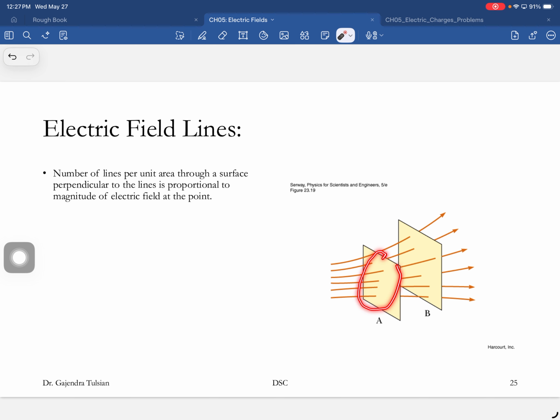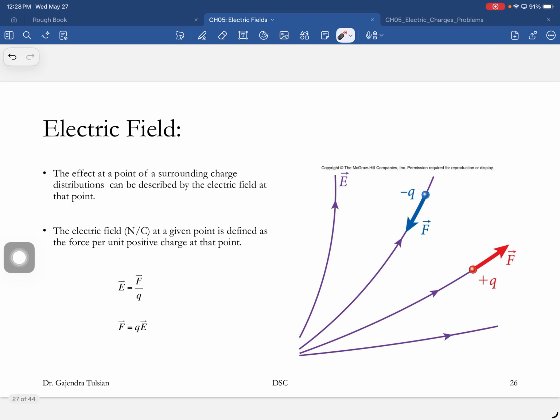If you want to indicate a stronger field, you just draw more lines. So the number of lines per unit area is greater. These are just little ways of indicating electric fields and their strengths. The force felt by a charge in the presence of this electric field is that. If the charge is positive, the force is in the same direction as the electric field. If the charge is negative, the force is in the opposite direction.